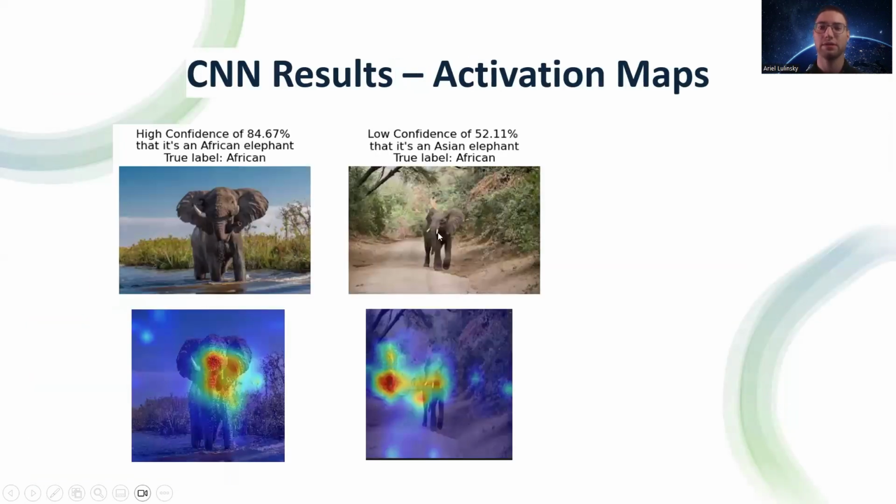So we also looked at the CNN activation maps. These maps show the regions the last convolutional layers focus on. We can see that for images with high confidence, the focus is mainly on the object, whereas for images with low confidence, the focus is not only on the object, but also on the background.